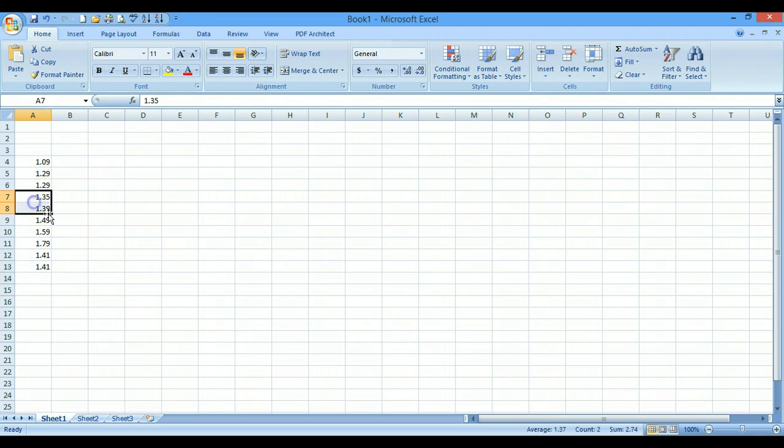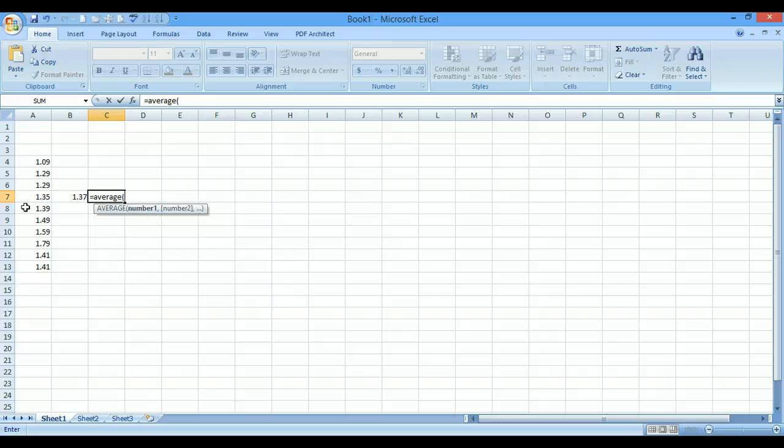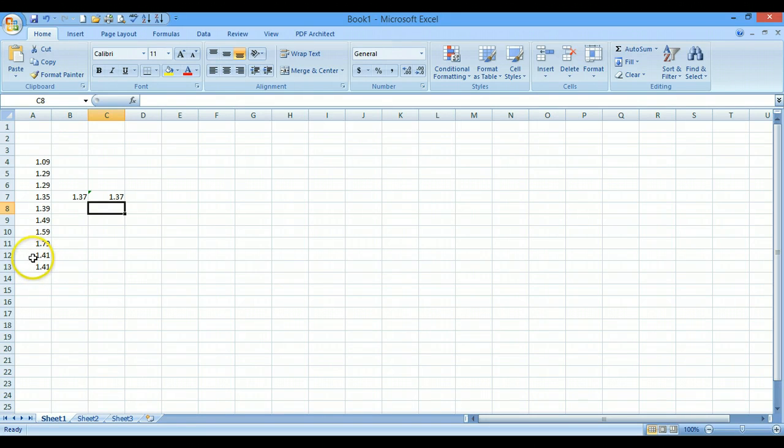Now let's go ahead and find that median. I want to find the average between these two numbers. So I'm going to put in parentheses because I need to add these before I divide by 2. Add, divide by 2, or I could have also done equals average and average these two numbers. There we go, 1.37. The average of the whole thing is 1.41.